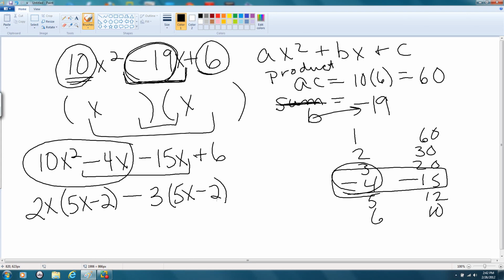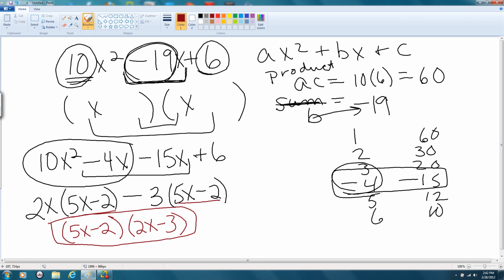Well, now once we get this, if you look at this expression and this expression, we can now factor that out. So now we have 5x minus 2, we're factoring that out, times 2x minus 3. And almost magically, that's our answer, because we can go ahead and check that now. So this should be our answer.